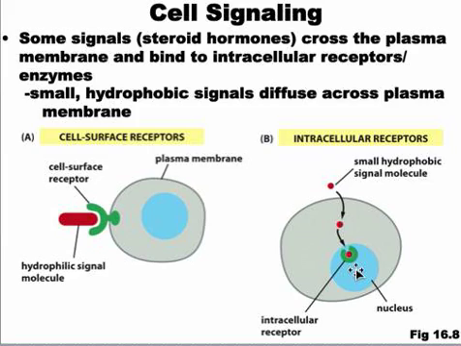Now, with these types of receptors, the ligands tend to be small and hydrophobic. And if they're small and hydrophobic, they can diffuse directly through the lipid bilayer of the cell membrane. And they'll diffuse through, enter into the cell, and then bind to their receptor to elicit a response. Now the large hydrophilic signaling molecules, these are the ones that can't diffuse through the plasma membrane. These are the ones that have to bind to a cell surface receptor.